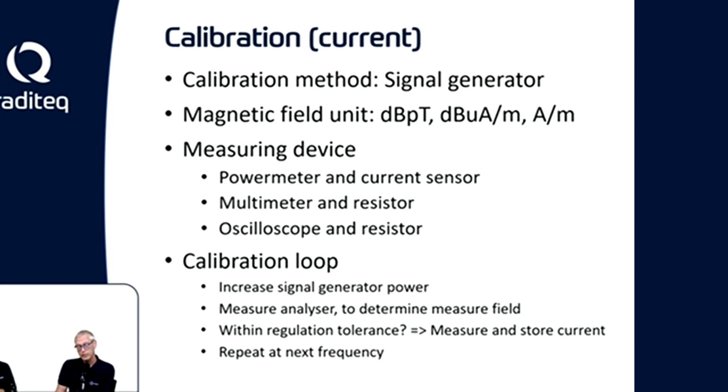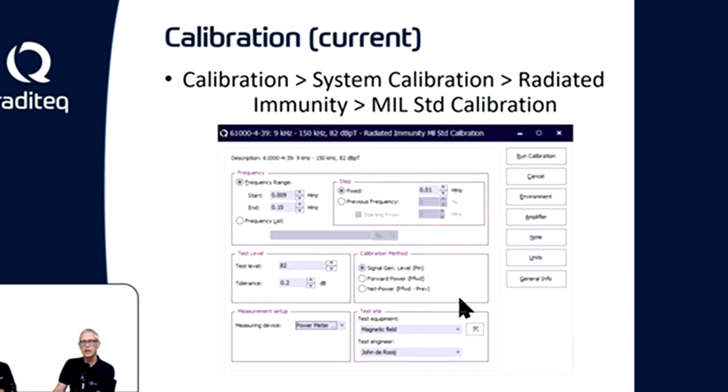There are different magnetic field units that can be configured in RadiMation. The magnetic field can be expressed in dB picotesla, in dB microampere per meter, or in ampere per meter. The configuration of the unit can be selected in the unit configuration. If we go back one slide, to the previous slide, here we have the units button, and in this units button you can select which unit should be used for the magnetic field.